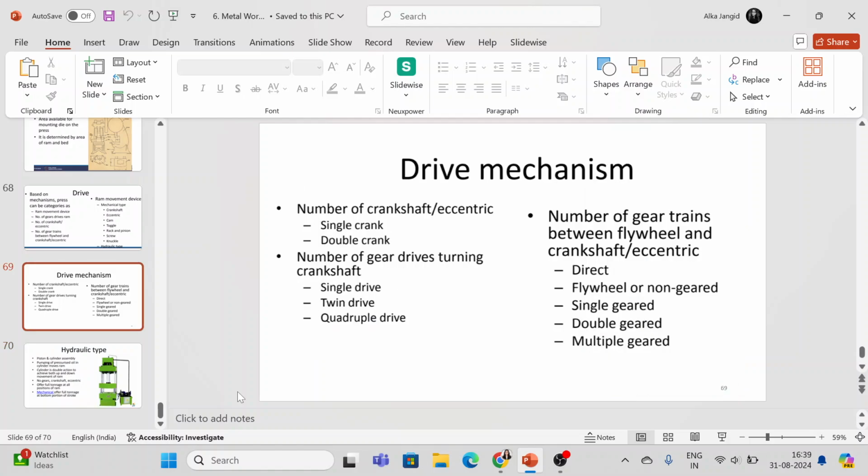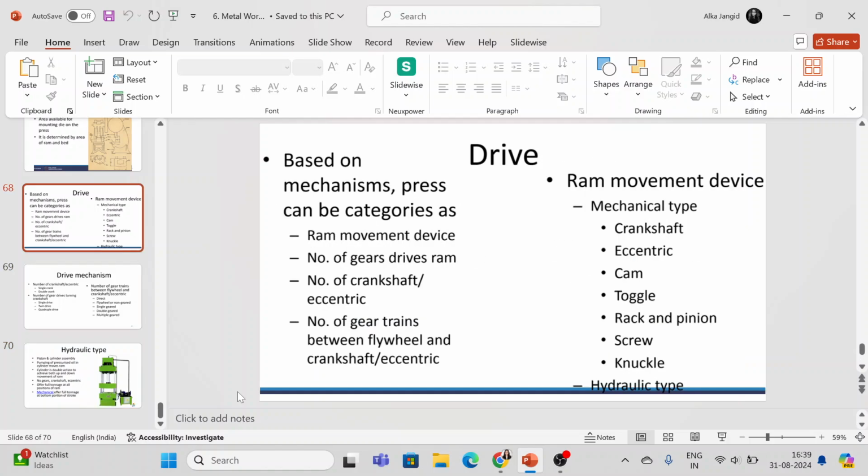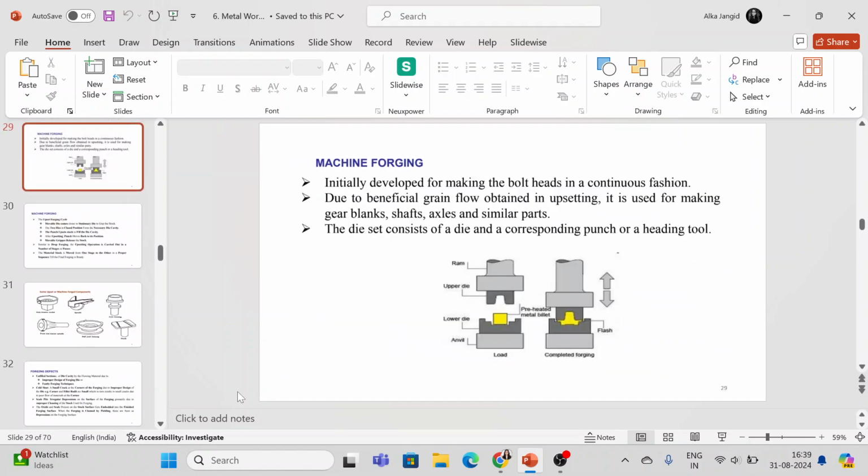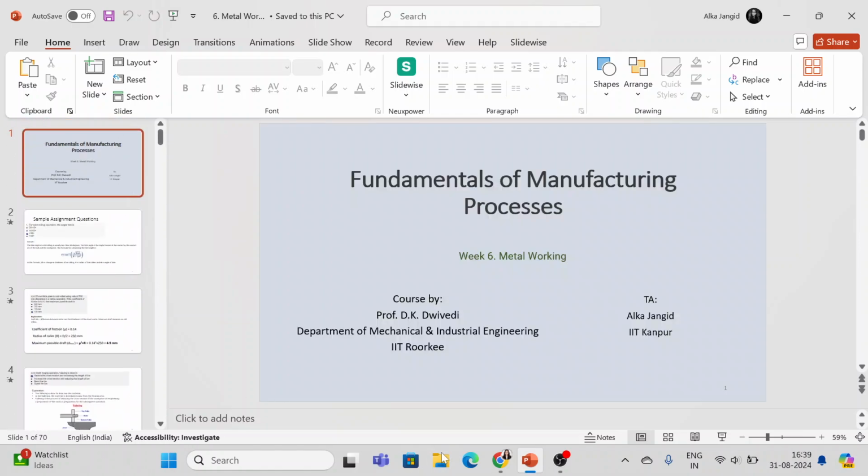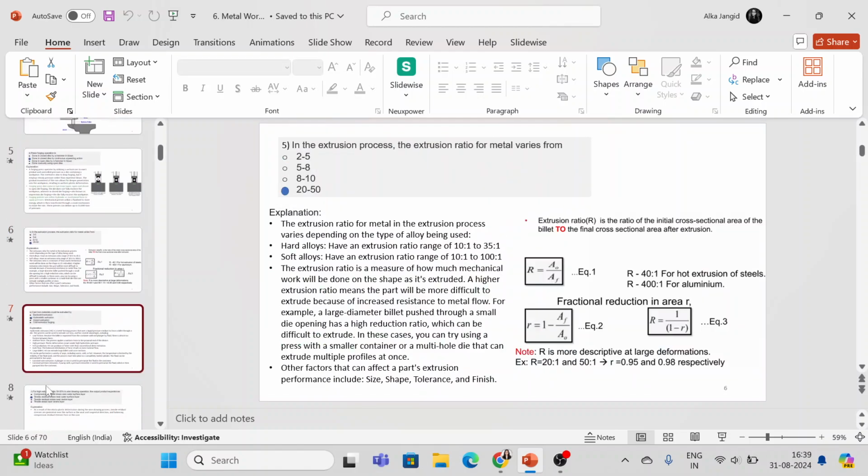Now if you have any query you can ask. I'll go. Ma'am, could you explain the blocking process after the fullering? After fullering, the blocking process.